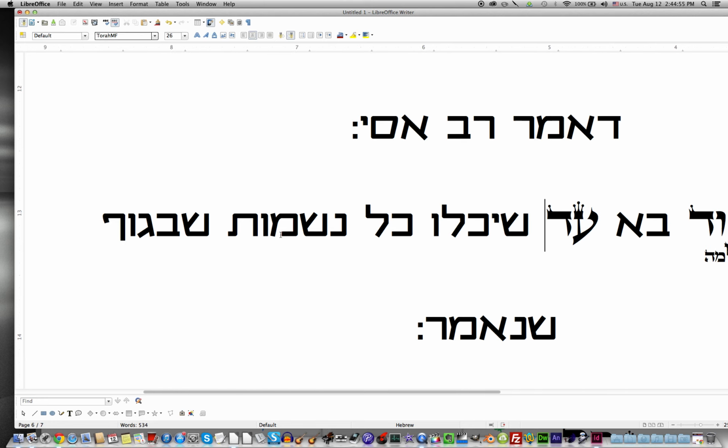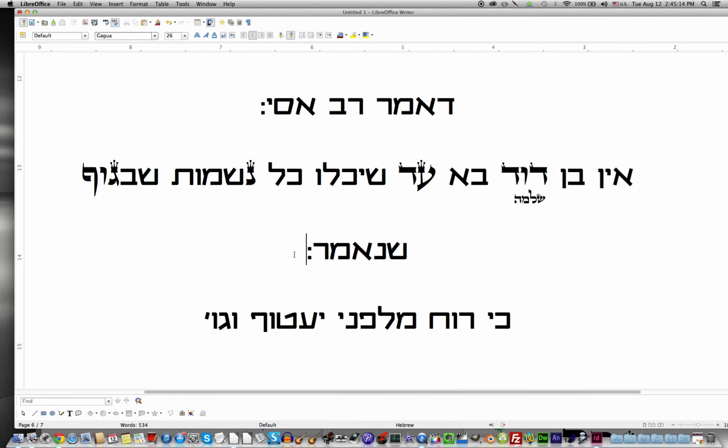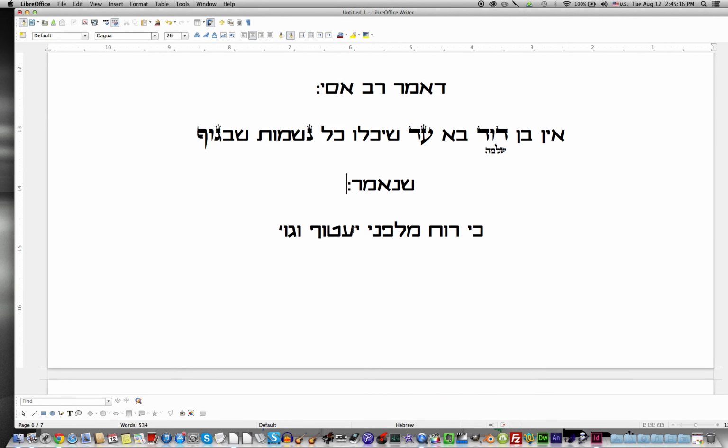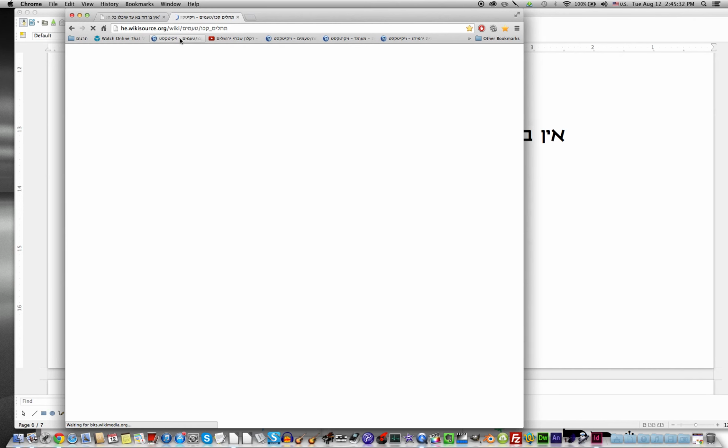שיכלה כל הנשמות. נשמה is feminine. נשמות שבגוף. כי רוח מלפני יעטוף. Vegomer means it's finished. So see, this is why it's so significant also, that now we could take the pasuk and look at it and then bring the whole thing here, because you have to see the whole pasuk when they're saying Vegomer. So now I'm going to go to Tehillim.